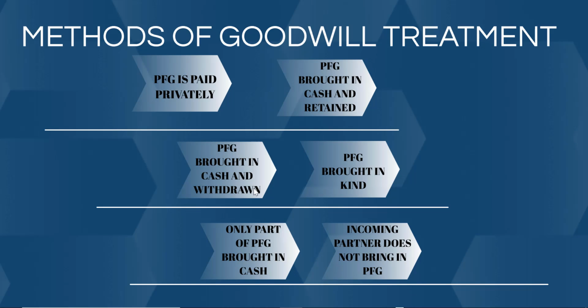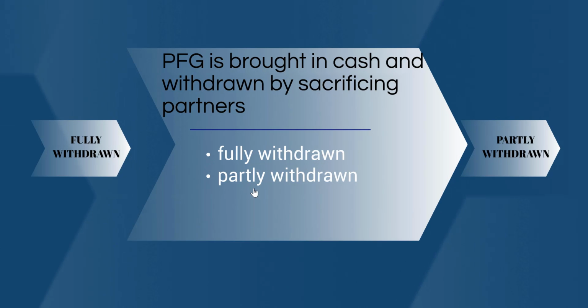Method 3. Premium for goodwill is brought in cash and is withdrawn. When premium for goodwill is brought in cash and is withdrawn by the sacrificing partners, the sacrificing partners may decide to withdraw the premium for goodwill fully or to only withdraw part of the premium for goodwill. We will discuss these two cases separately. Let's say the sacrificing partners decide to withdraw the premium for goodwill fully.